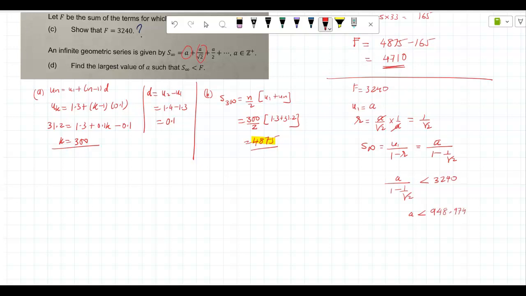948.974. Now A should belong to positive integer. So what should my A be? 948. But you put it equal to, right? Yeah, but I just cross multiply. There's no equal to another.